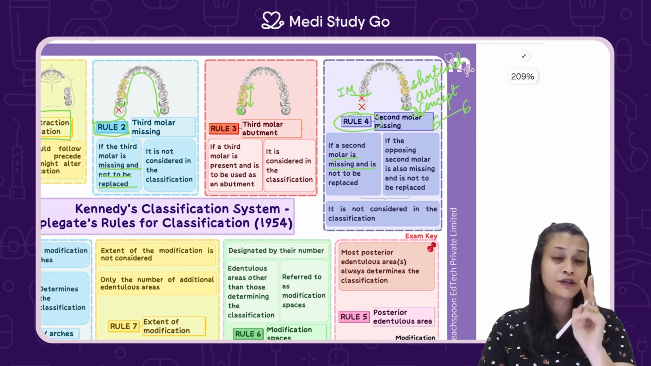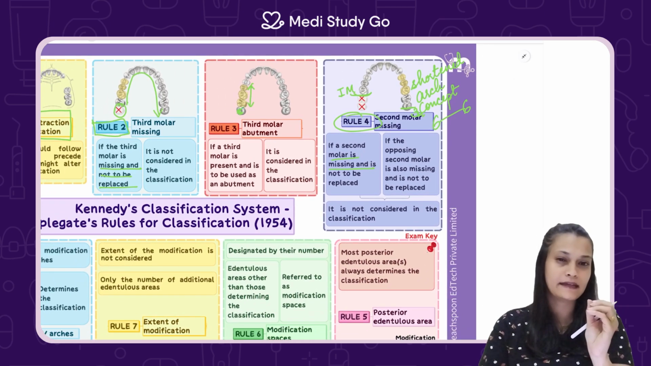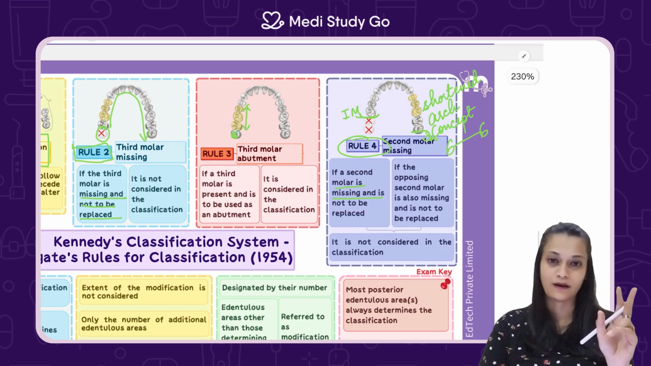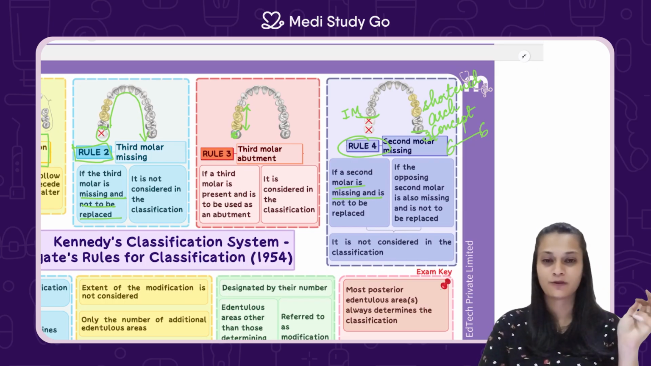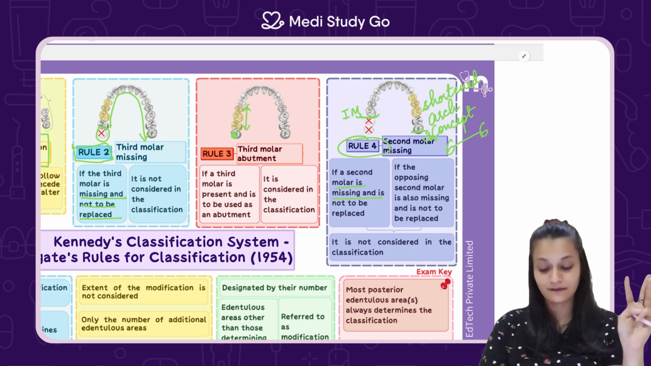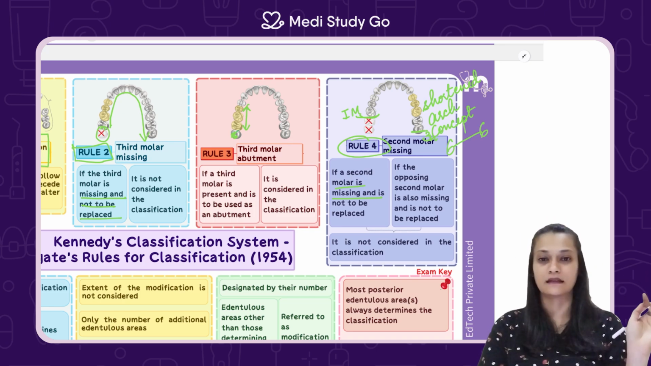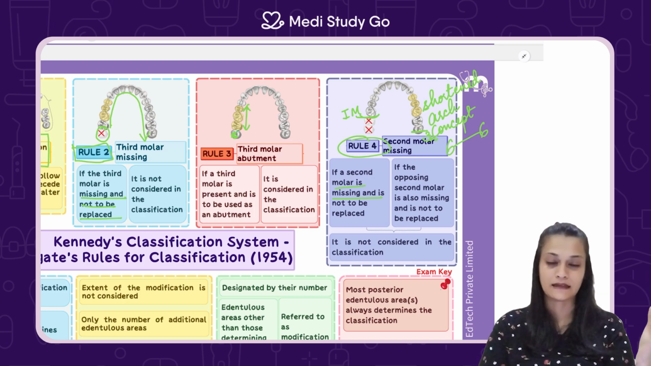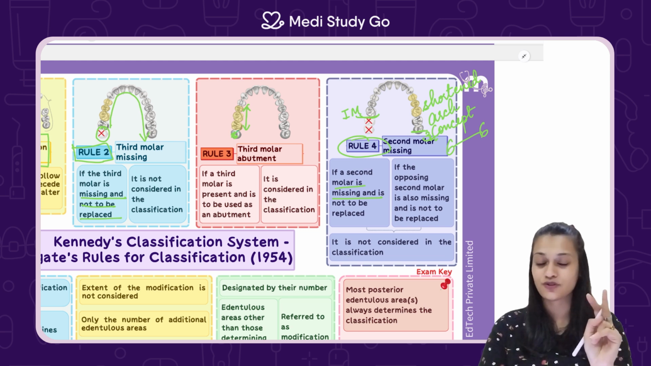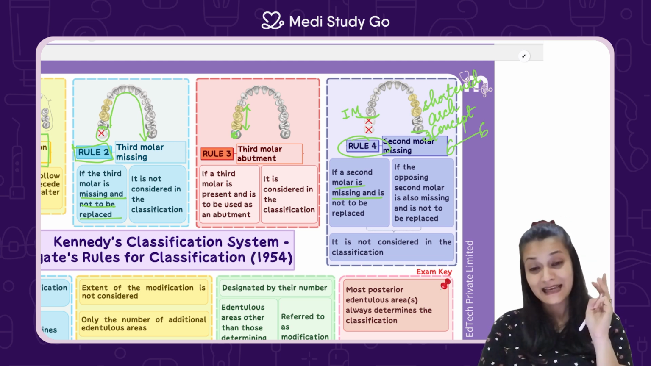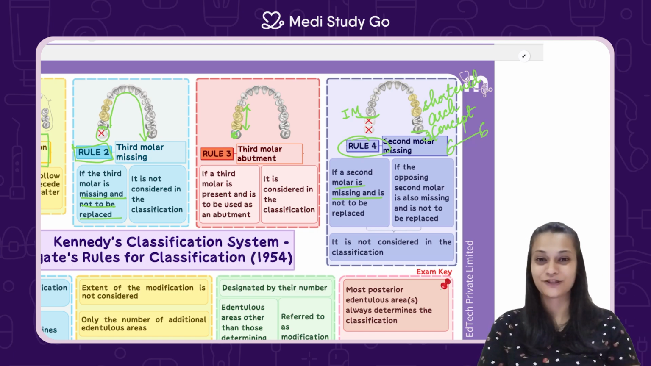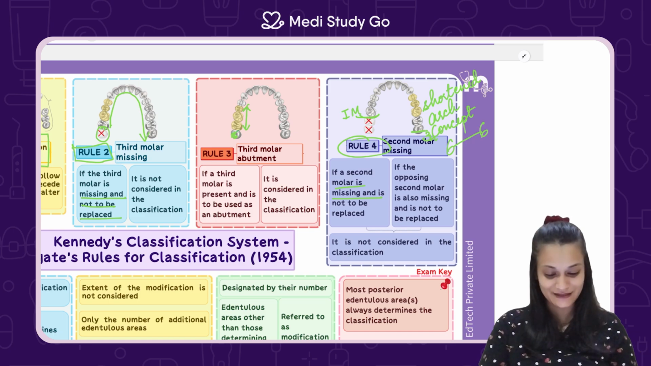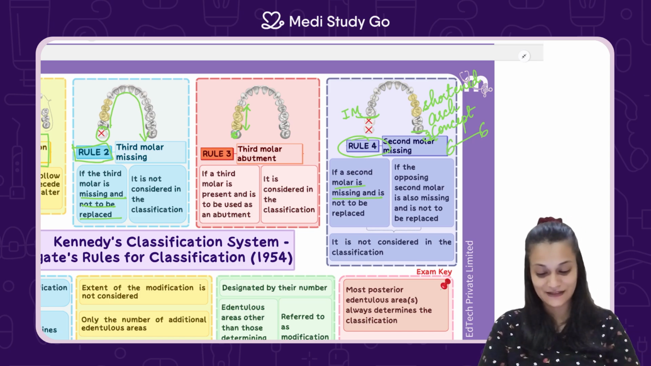I know rule number 2, 3 and 4 can be slightly confusing, but just remember one thing. Rule number 1, do the extraction, then start with classification. Rule number 2 and 3. So first thing is, if it's missing, I'm going to talk about missing. If third molar is missing and not to be replaced, don't consider. If it is present and it's to be considered, consider. If second molar is missing and not to be considered, don't consider it in your classification.